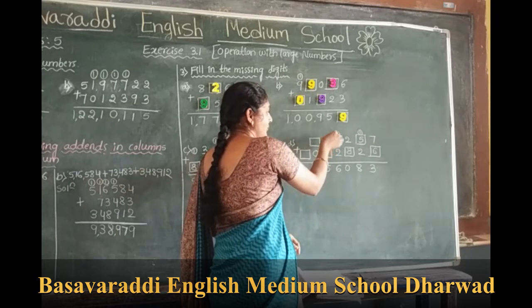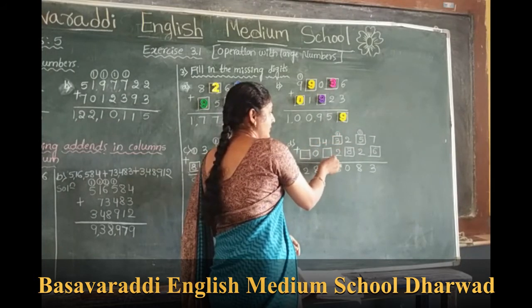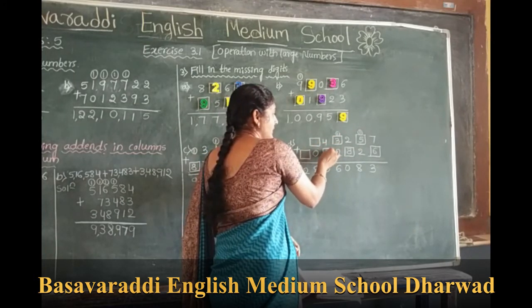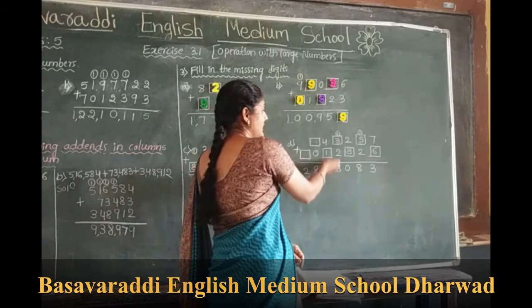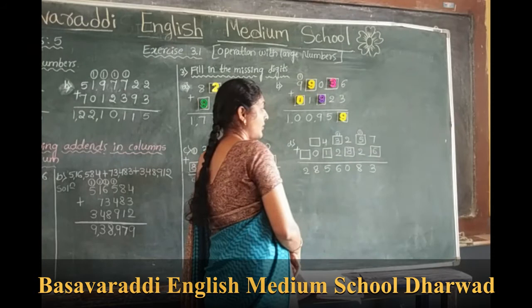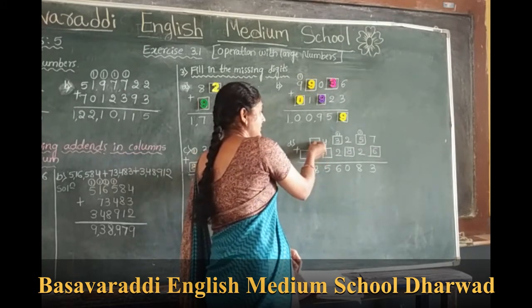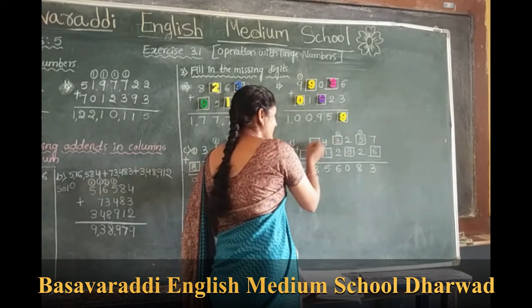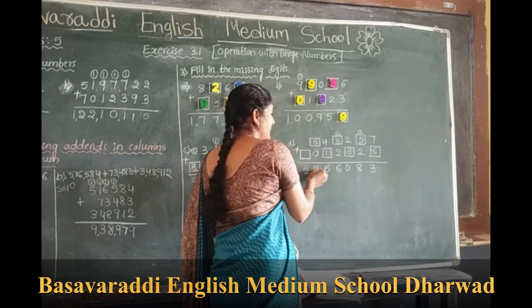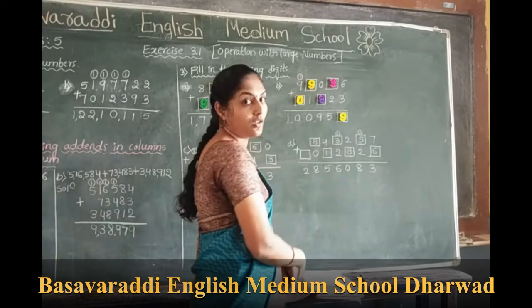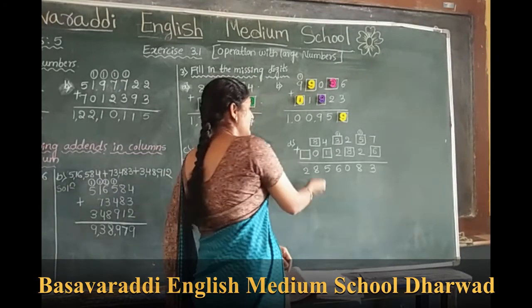Thousands place. 4 already there. We have to fill 1 in the missing digit. We get the 5 in the sum column. Okay, next number. Here we have to add 0 to any number, you get the same number. Why? Because in the sum already 8 is there.